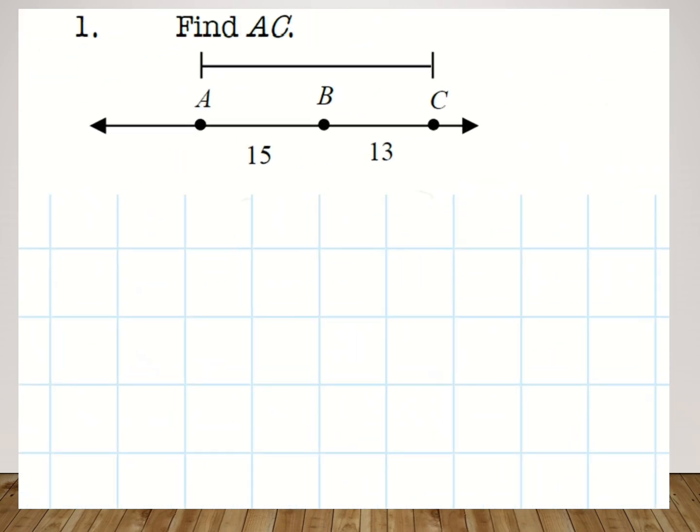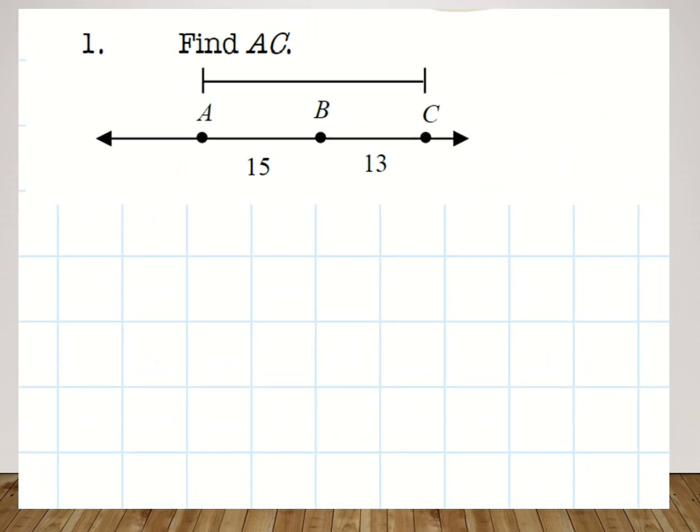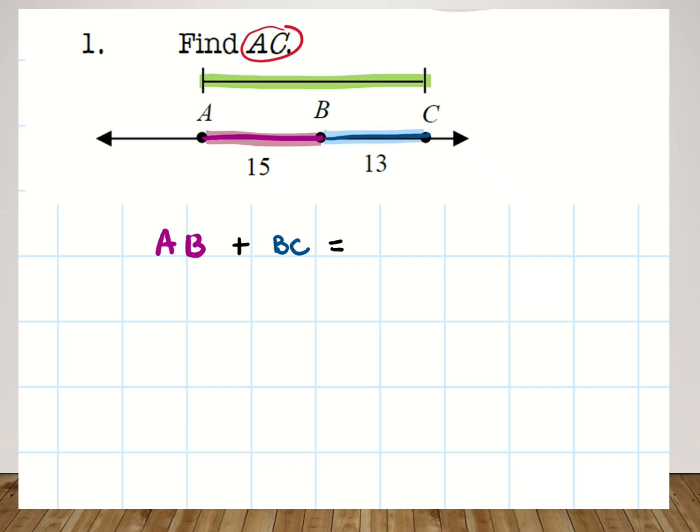If I'm looking at our diagram for number one, we're trying to look for segment AC. So what we have is a piece of that segment, which is AB, and our second piece is BC. Our entire segment will be AC, which is what we're looking for. So AB plus BC, the smaller segments, is going to be set equal to the length of the entire segment, which is AC, which is that green part that you see there.